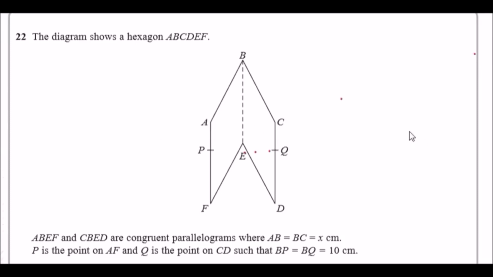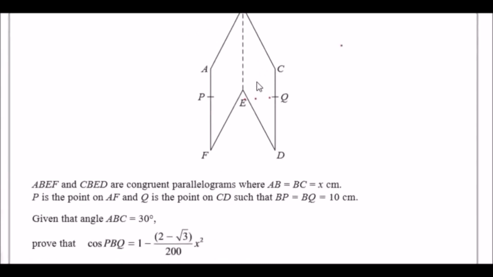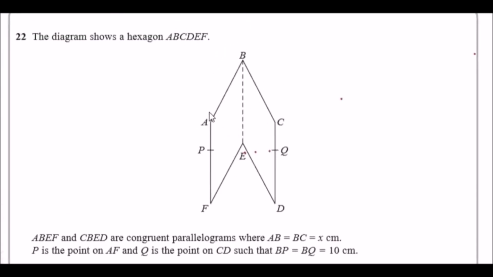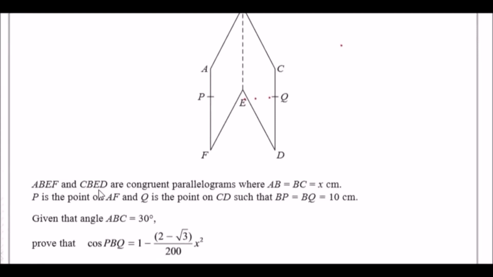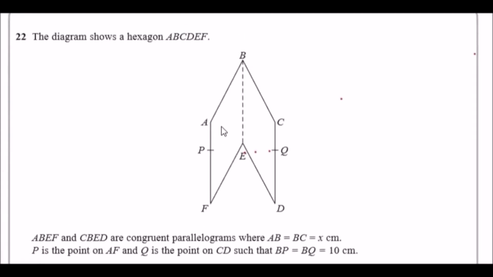22. So this is ranked as one of the hardest questions apparently, but let's have a go and break it down so it looks, trust me, dead easy. So the diagram shows a hexagon ABCDEF, okay, and they kind of look congruent or identical, probably. Now ABEF, so the left side and the right side of the shape are congruent parallelograms, where AB equals BC equals X. So like it says, call them X.